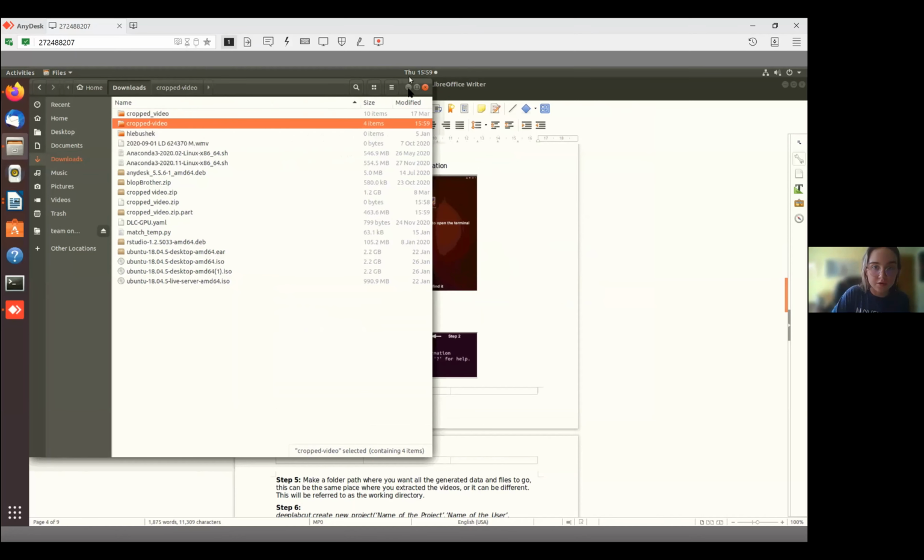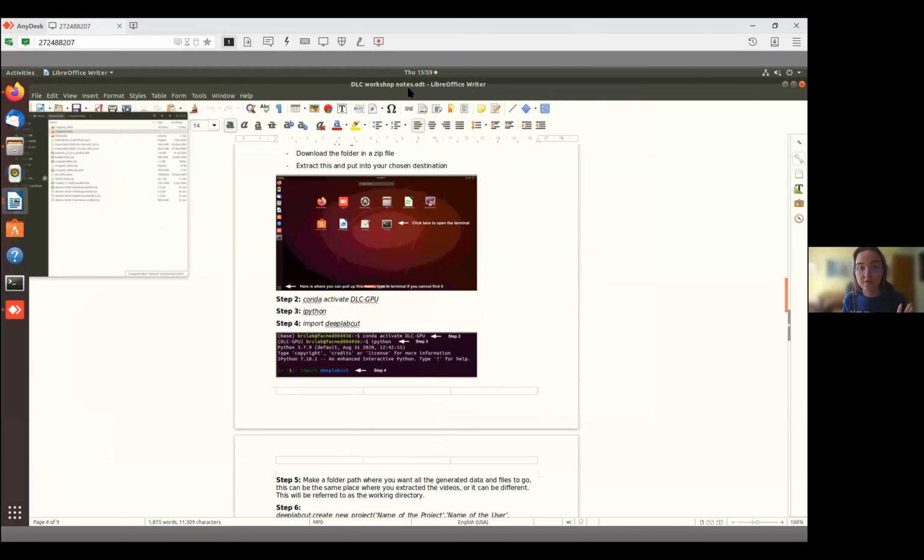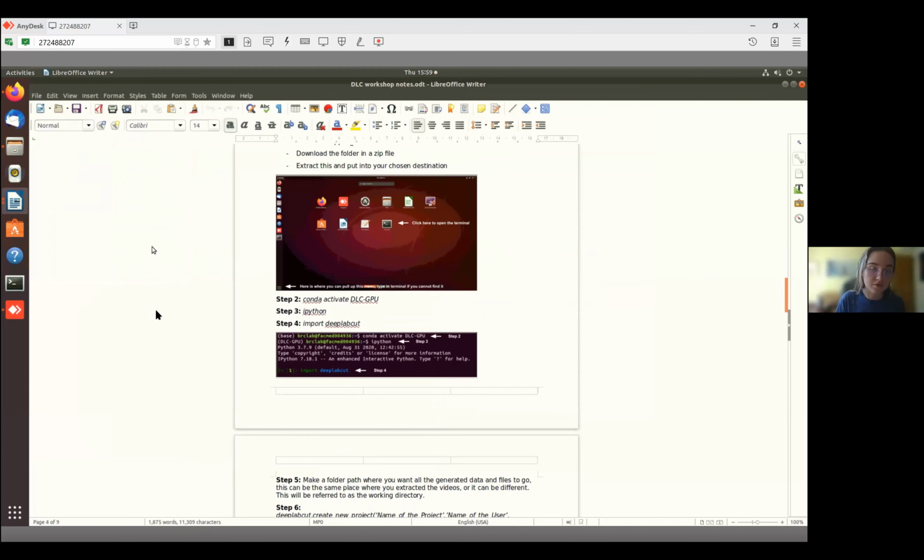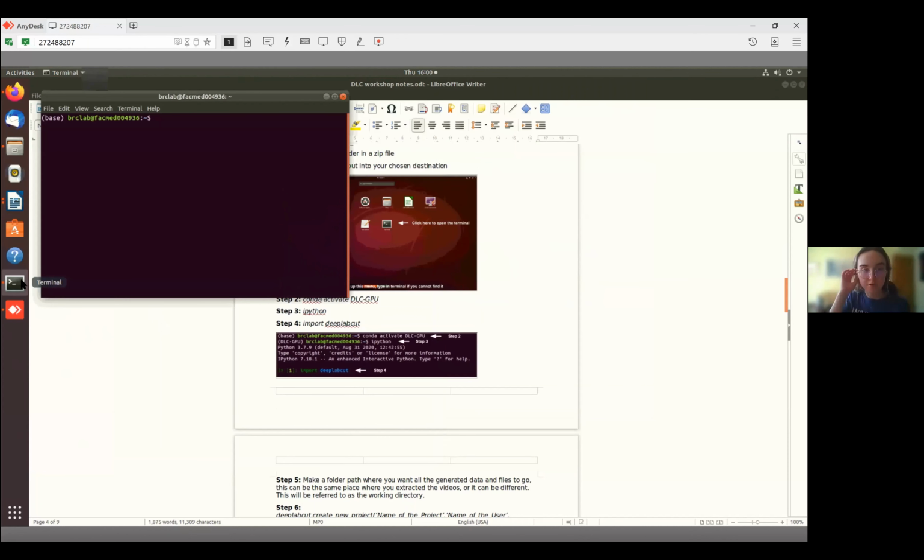So now we're going to do some terminal work. If you haven't worked with a terminal before, if you haven't worked with a terminal in Linux, no worries. There are going to be lots of people to help you out here. Now I'm going to open up our terminal and type in the words conda activate DLC GPU. Now we're in the DLC GPU environment.